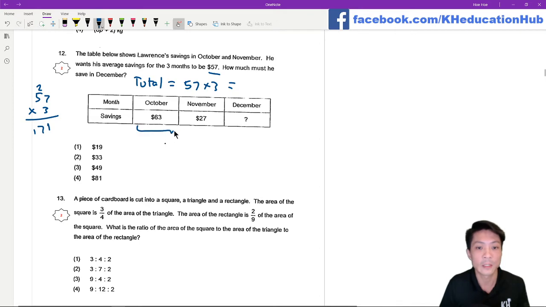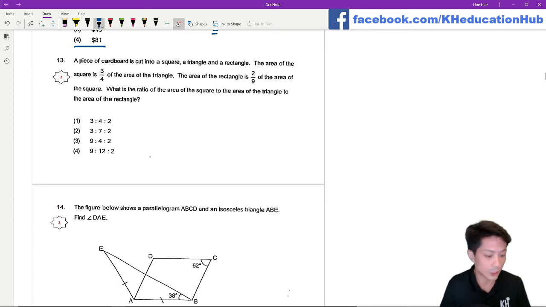So we need to find out the total of October and November, which will be 63 plus 27, which will give me $90. Which means that to find December, I just need to use 171 minus 90. Okay, 171 minus 90. Do our working, 1 borrow. So it would be 81. Answer is number 4. Going to question 13.